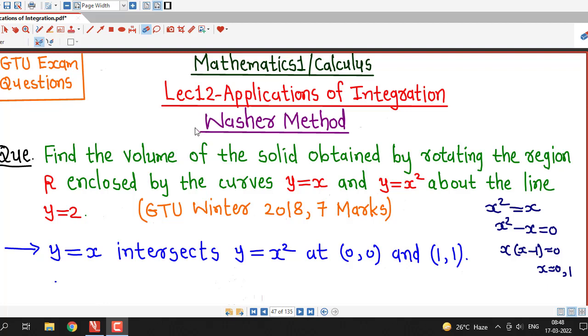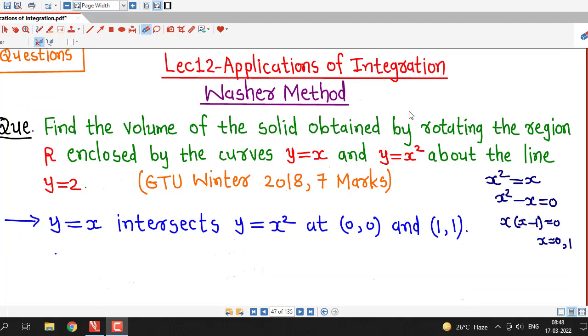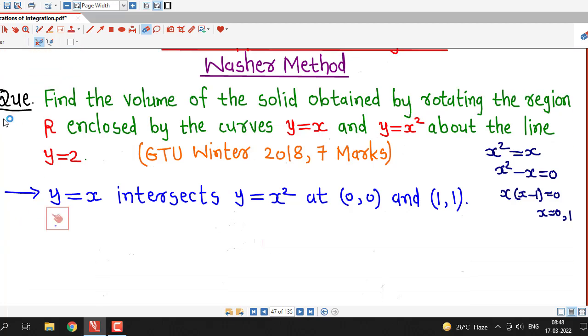Hello friends, I welcome you to lecture number 12 on applications of integration. In this lecture we will discuss this question on finding the volume of a solid by the washer method. This question was asked in the GTU Winter 2018 exam.